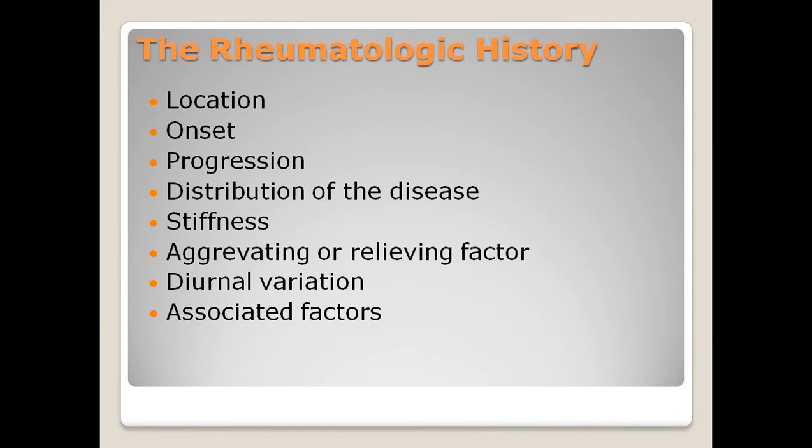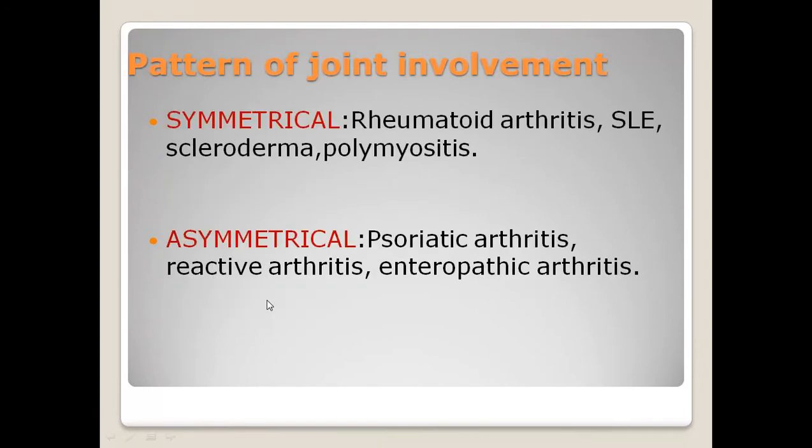So what is the history you want to take when the patient presents? It's the location of the pain, the onset, the progression, the distribution of the disease, the stiffness and aggravating or relieving factors, the diurnal variations, and the associated factors. So these are the few things that we should ask the patient when he arrives to us.